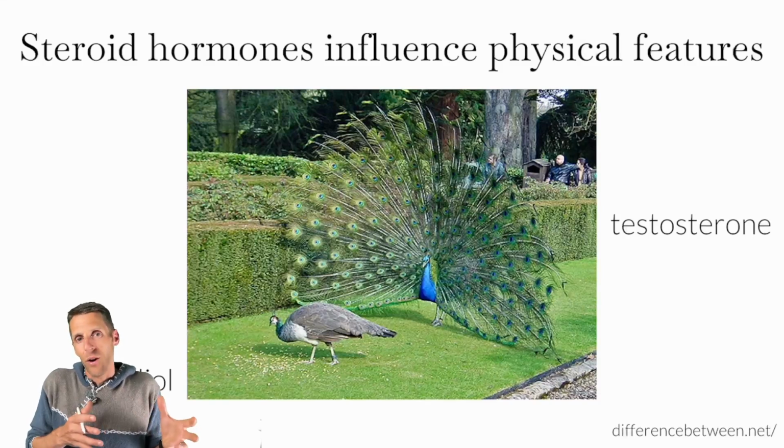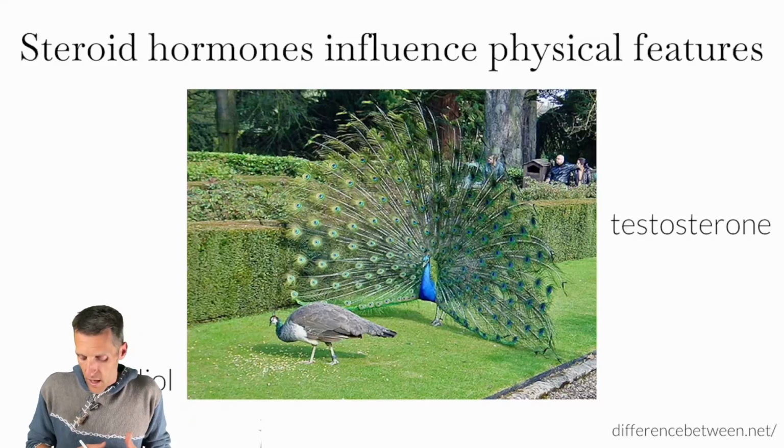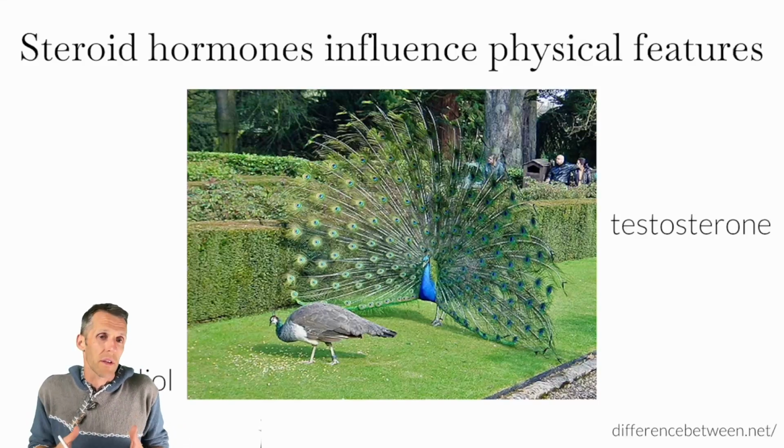Steroid hormones are these extremely potent molecules that influence things about animals. So one of the big reasons that a peahen looks like a peahen and a peacock looks like a peacock is actually the relative level of the steroid hormones estradiol and testosterone.